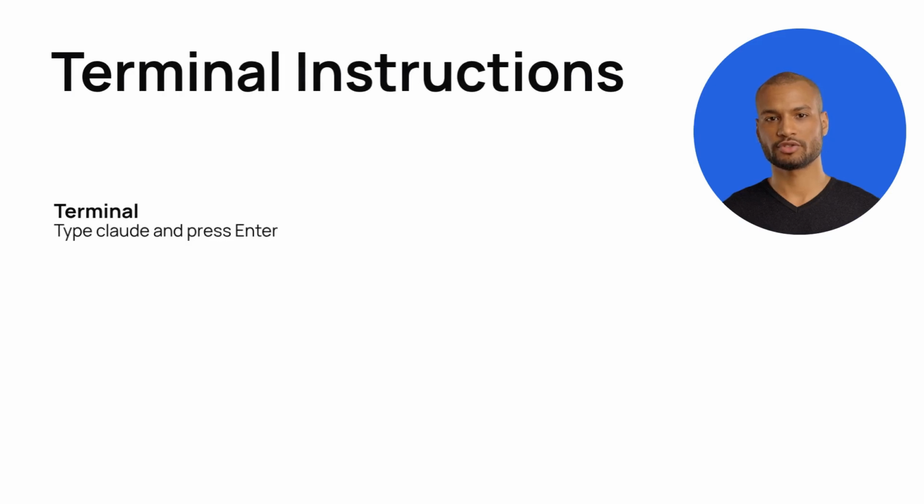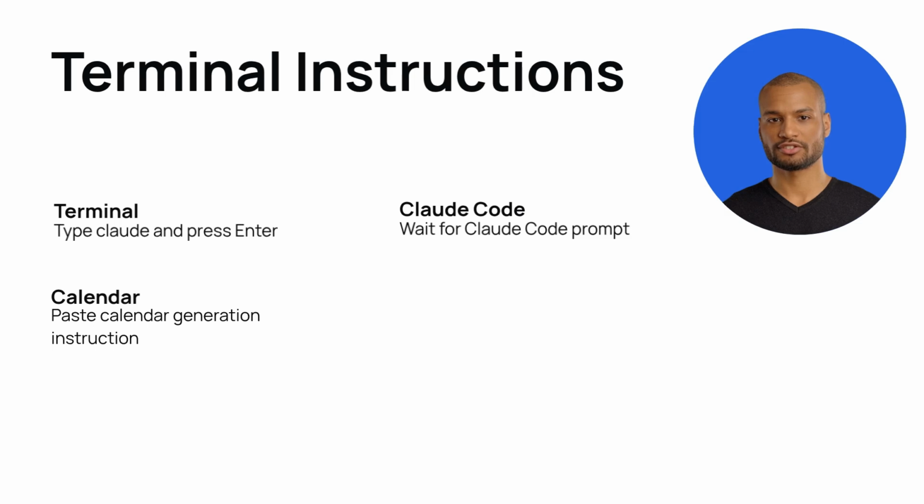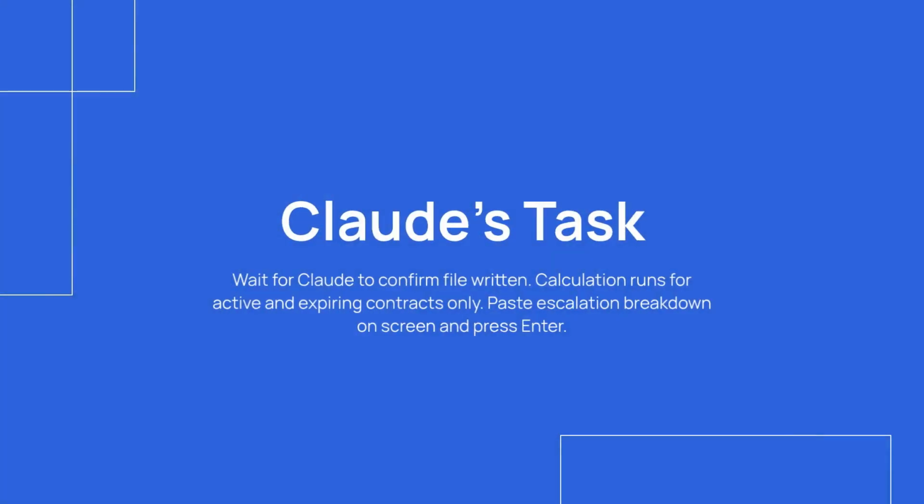On screen is your terminal. Type Claude and press Enter. Wait for the Claude Code prompt. Paste the calendar generation instruction on screen and press Enter. The instruction tells Claude to read the contract register JSON. Wait for Claude to confirm the file was written. The calculation runs across every active and expiring soon contract. Expired contracts are excluded.